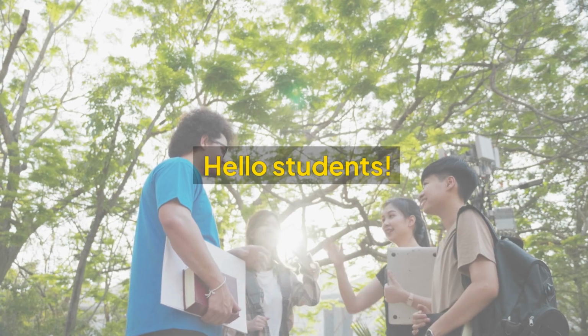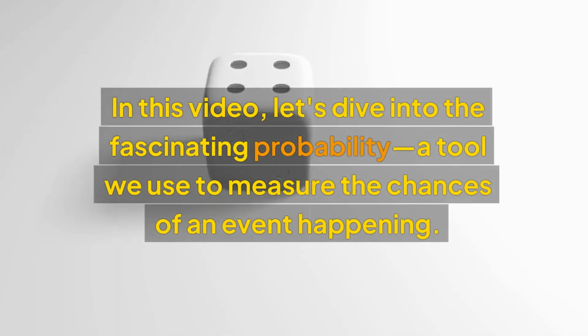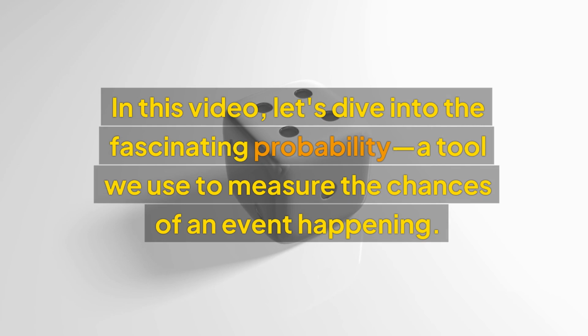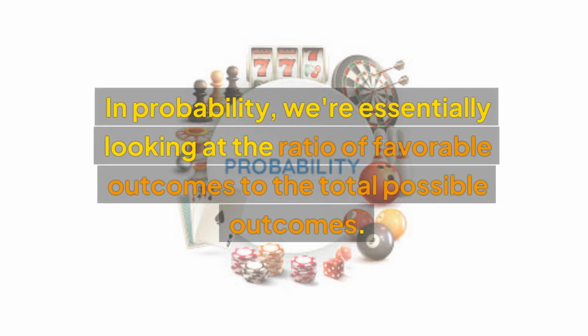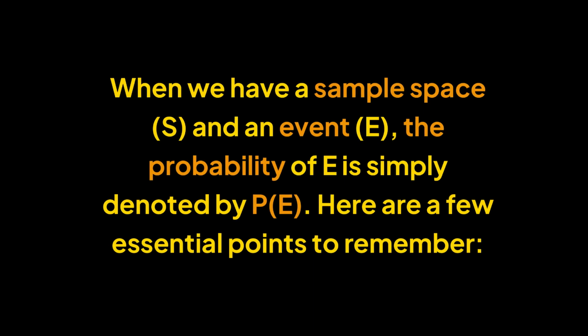Hello students. In this video, let's dive into the fascinating topic of probability, a tool we use to measure the chances of an event happening. In probability, we're essentially looking at the ratio of favorable outcomes to the total possible outcomes. When we have a sample space, S, and an event, E, the probability of E is simply denoted by P(E). Here are a few essential points to remember.